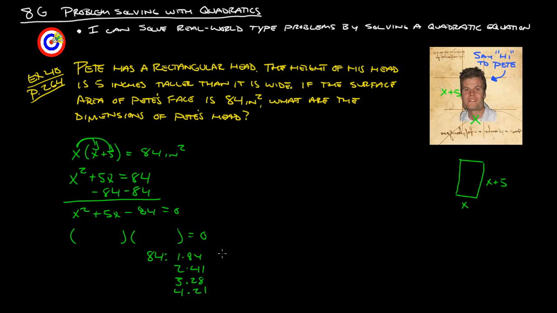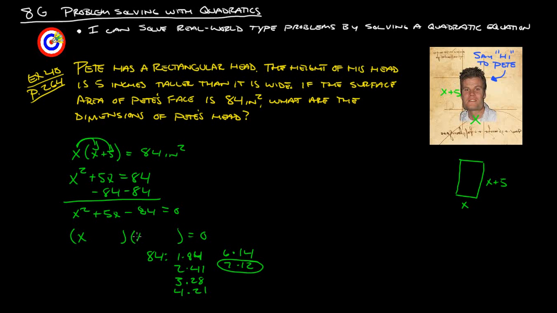Let's see, what else can we do? 5 doesn't work. 6. Will 6 work? I think 6 will work. Because that is 6 times 14. 7 times 12. Let's see, 8 doesn't work. 9 doesn't work. 10 won't work, and I think that's about all the factors we have. So we got to figure out which one of these sets of factors has a difference of 5, and there it is, 7 and 12.